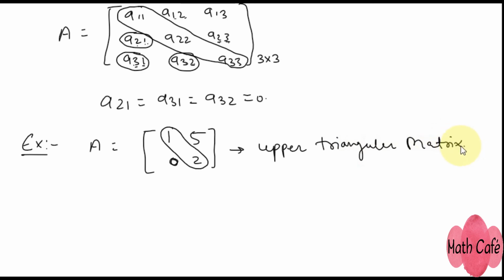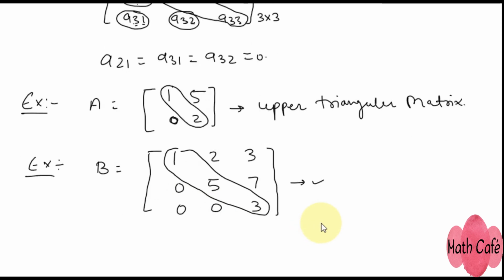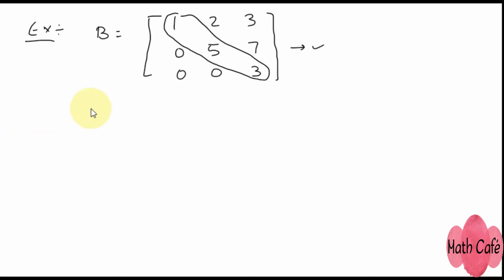Hope you understand this. Let's take another example here. If any matrix B is represented by 1 2 3, let's say 0 5 7, 0 0 3, as you can see, all the elements lying below the diagonal are 0, so this type of matrix will be called an upper triangular matrix. Now let's see the other part of the triangular matrix, that is the lower triangular matrix. So the second part is the lower triangular matrix.